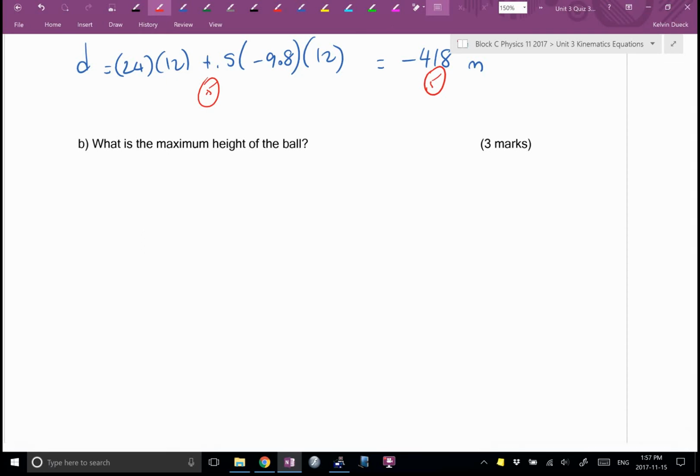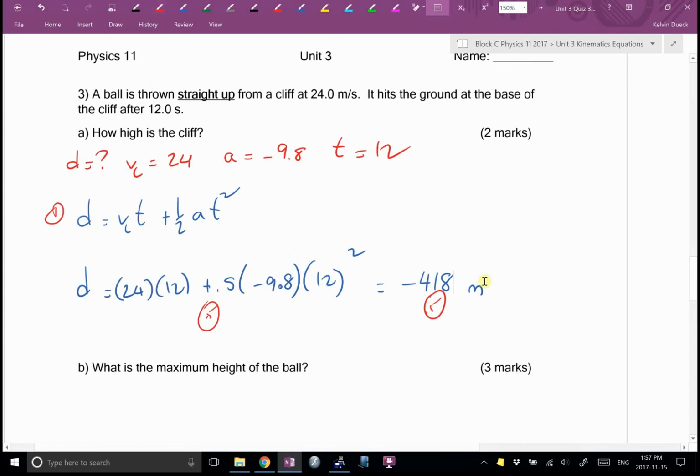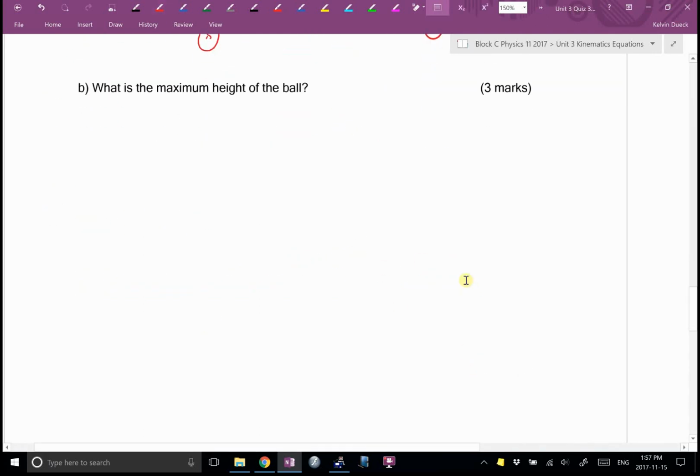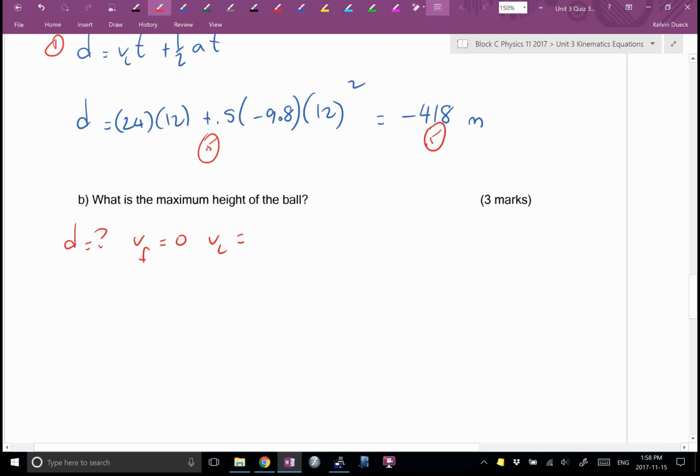Hannah, how many marks is B worth? 3? I'll bet you there's more than one step. I'll bet you have to find something and then do something with the thing you found. It wants me to find the maximum height of the ball. Have I done that already? Well, I found the height of the cliff. Now what I'm going to do is find how high the ball went above the cliff. I'll pretend I started on the ground, and then I'll add the cliff height to my answer. So I'm going to start out by saying, well, d equals, where V final at the top is 0, V initial was 24.